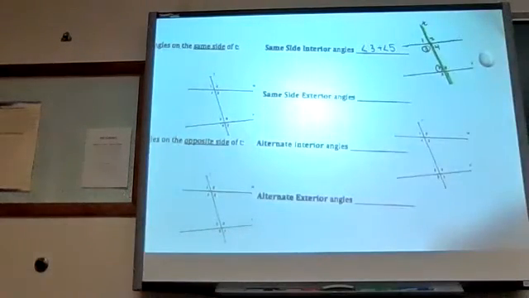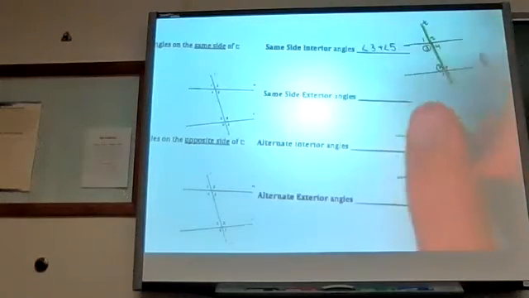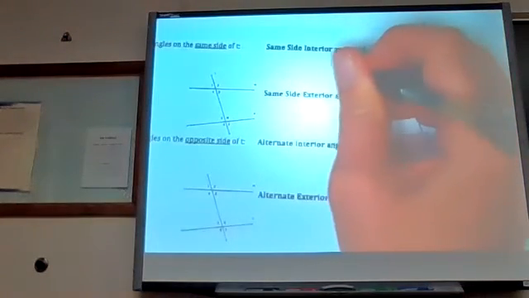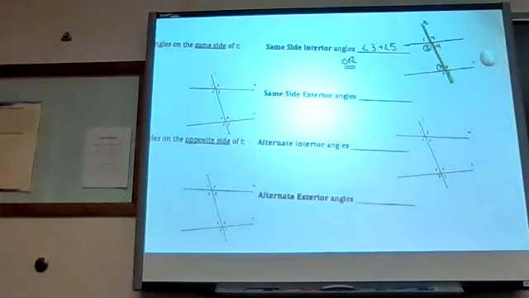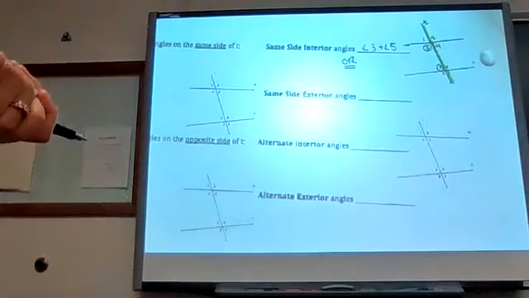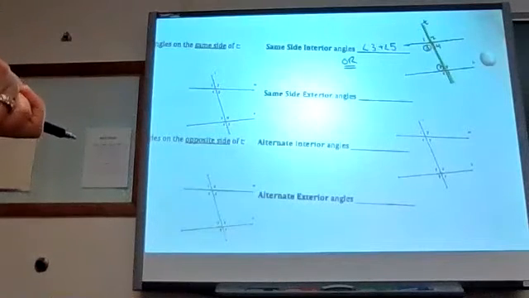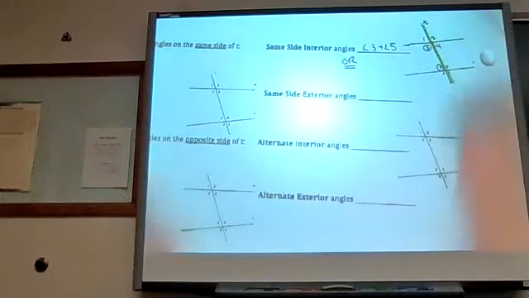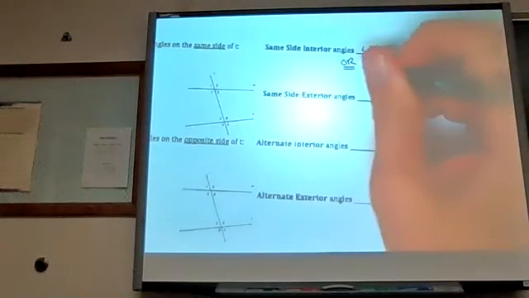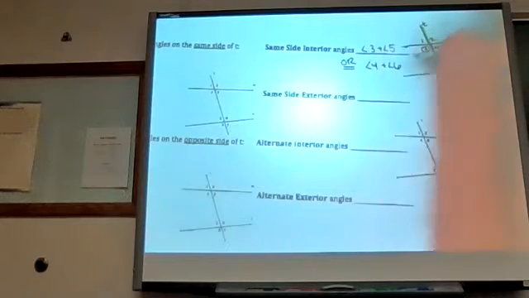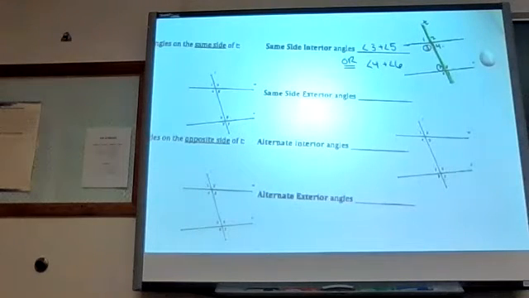What would be another same side interior angle pair? What else? Same side interior. 4 and, it's tiny, 6. 6, yeah. And 4 and 6. So 4 and 6 would also be same side interior angles.